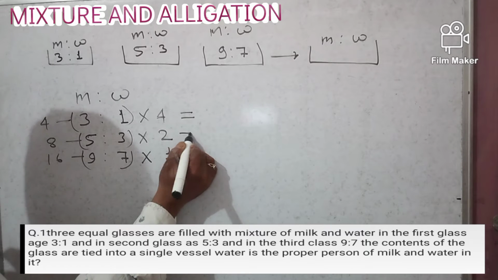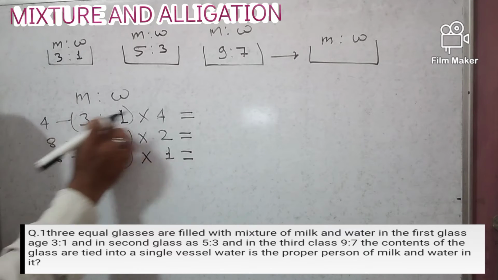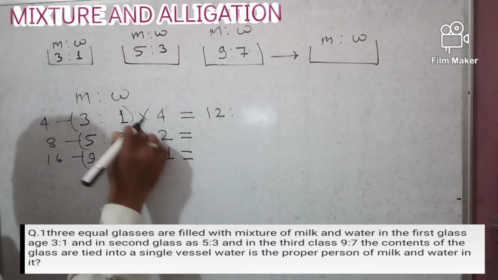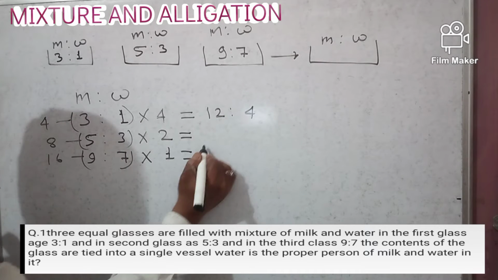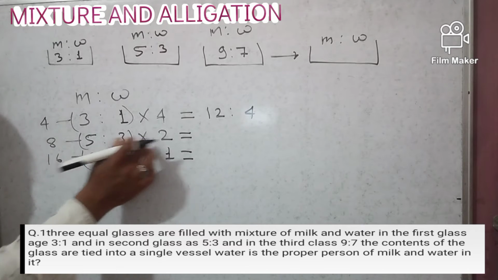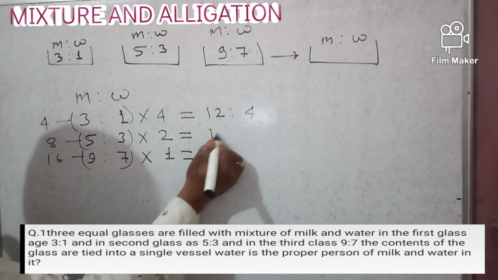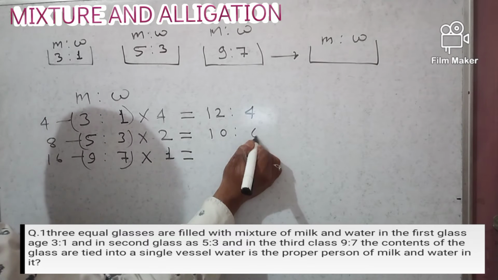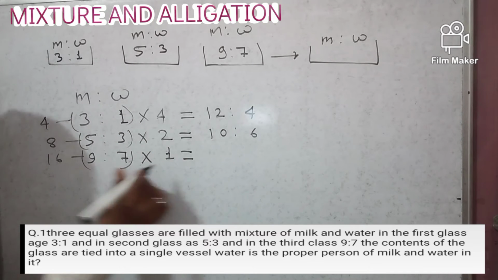The new ratio will be: 4 times 3 is 12, 4 times 1 is 4. In the second vessel, 5 times 2 is 10, and 2 times 3 is 6. In the third, 9:7.